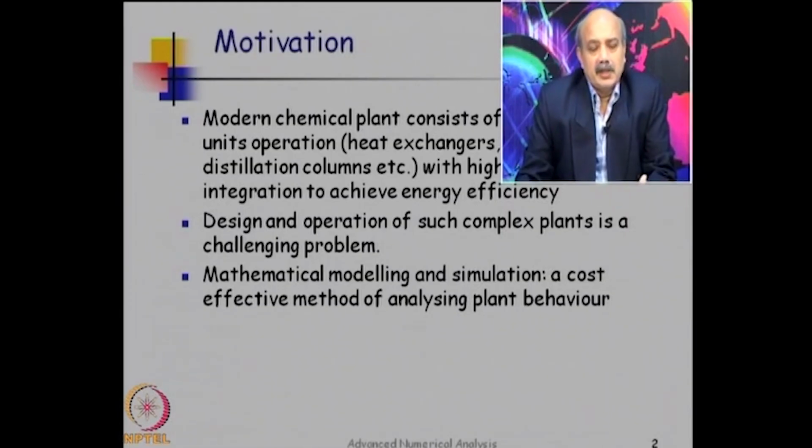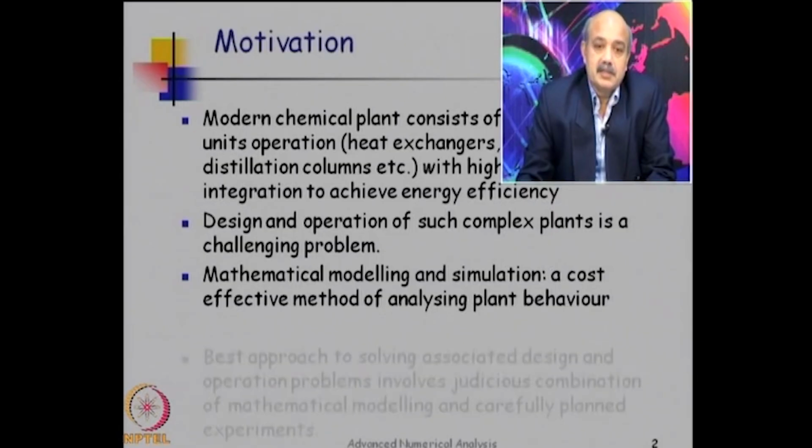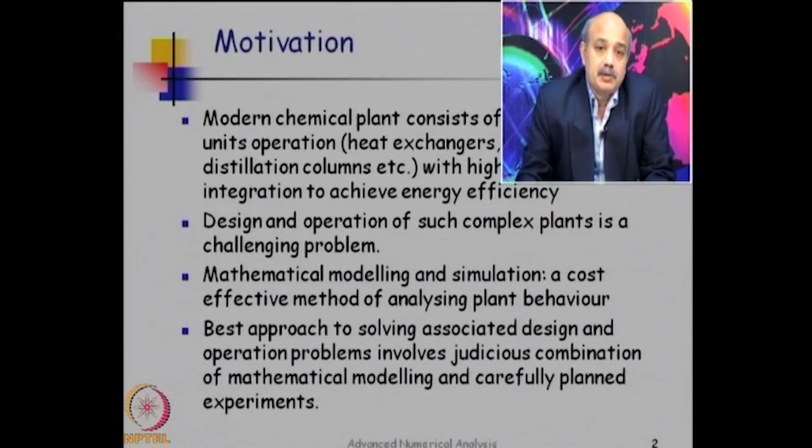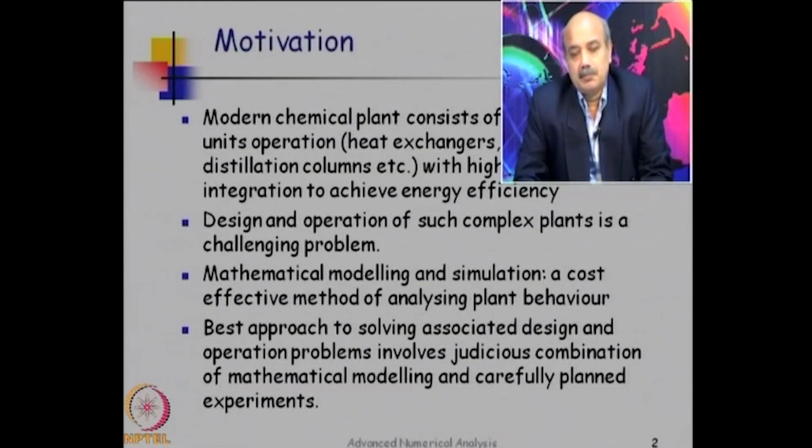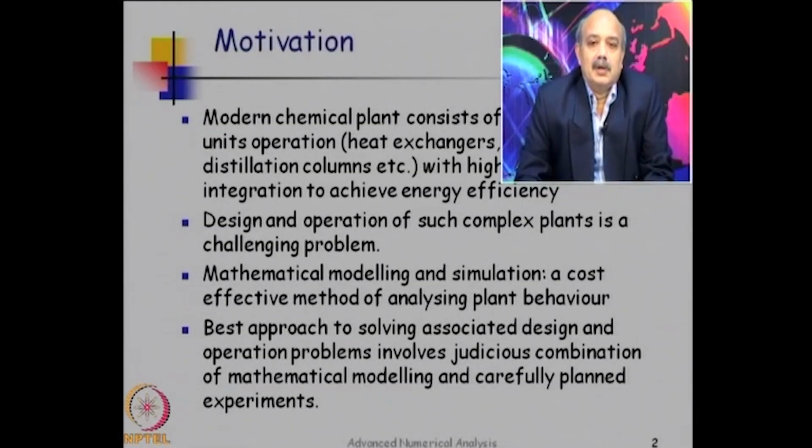So in a real design problem or a real operation problem, we have to judiciously blend mathematical analysis with experiments. It is not possible to rely only on experiments. It will not be correct to rely only on mathematical modeling. What we have to do is to plan experiments very carefully using mathematical models. So mathematical modeling has become a backbone of modern chemical engineering design and operation.